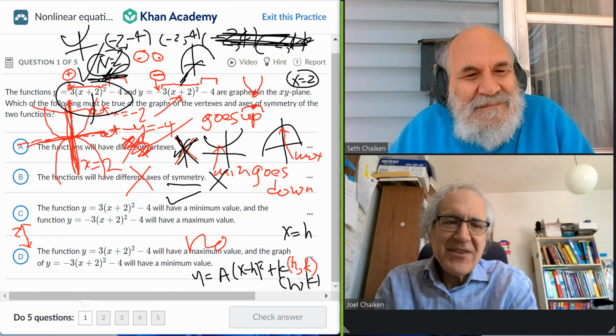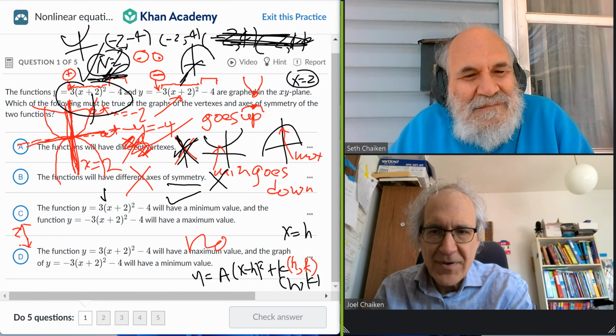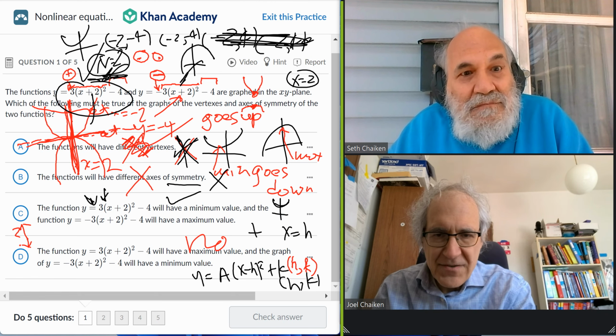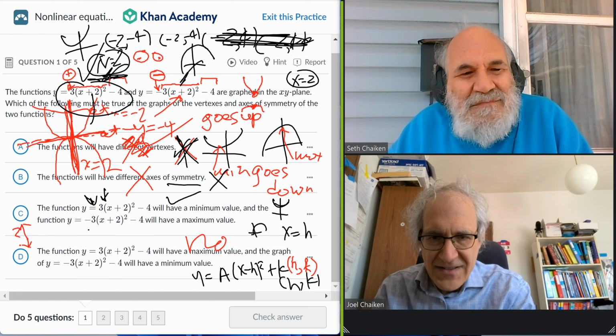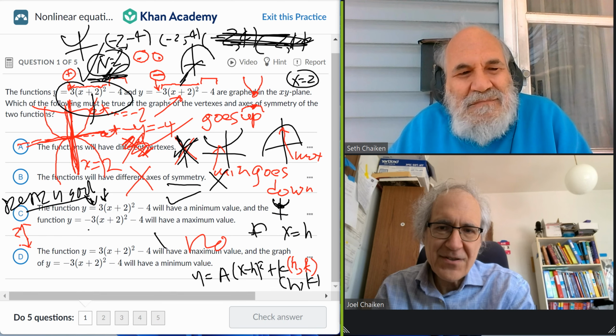Then I go here, and you do the analysis, Seth, which is completely correct. This goes up. If this goes up, you draw a little picture because it's a +3. And this goes down because it's a -3, and then you realize the positive one has a minimum value, so this looks really good for the answer. This one's the opposite, so you can cross that off, and then you realize the answer is C.